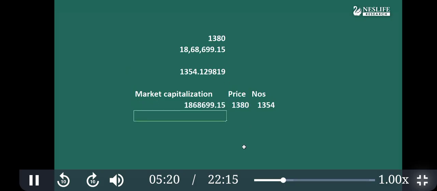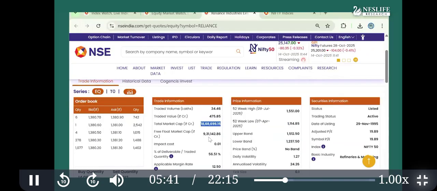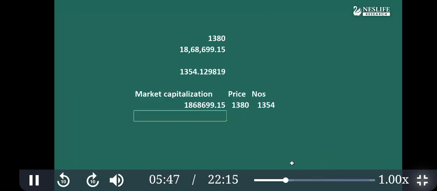Okay, this is here. But all these 1354 crore shares are not freely traded. That means some of the shares are held by the promoters, the Ambani family and their alliance associates. Those are not free. So how many shares are free? Let's take the number of shares. First, the free float capitalization here.